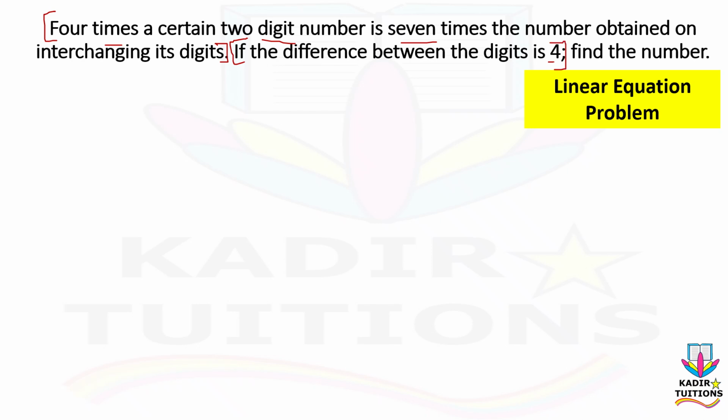So the first equation is what now? 4 times a certain two-digit number is 7 times the number obtained on interchanging its digits. So they are talking about some two-digit number. Can I write it as xy? It's a two-digit number, right? And what they told is, 4 times this is equal to 7 times the number obtained by interchanging its digits. What is the meaning of interchanging? The ones digit is going to come to the tens place and the tens digit is going to come to the ones place. So can I rewrite this like this now?